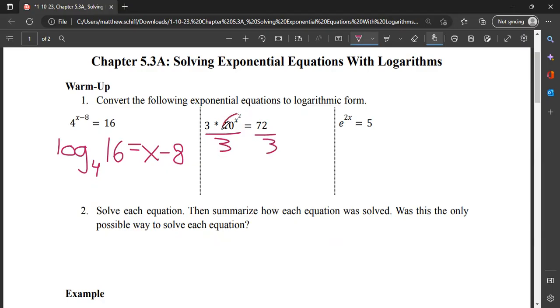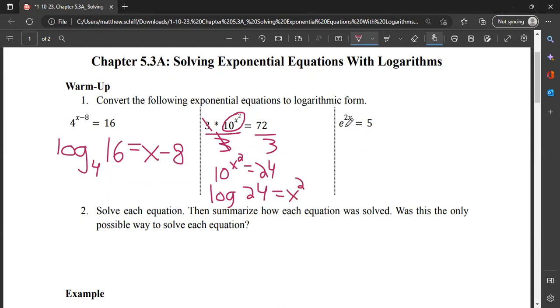For the second equation, we have to start by dividing both sides by 3 so that we isolate this exponential term. So I want to cancel out those 3's. 72 over 3 is 24, so I have 10 to the power of x squared equals 24. So we have log base 10, but that's a common log, so I'm not going to write the subscript of 10. This is log of 24 equals x squared.